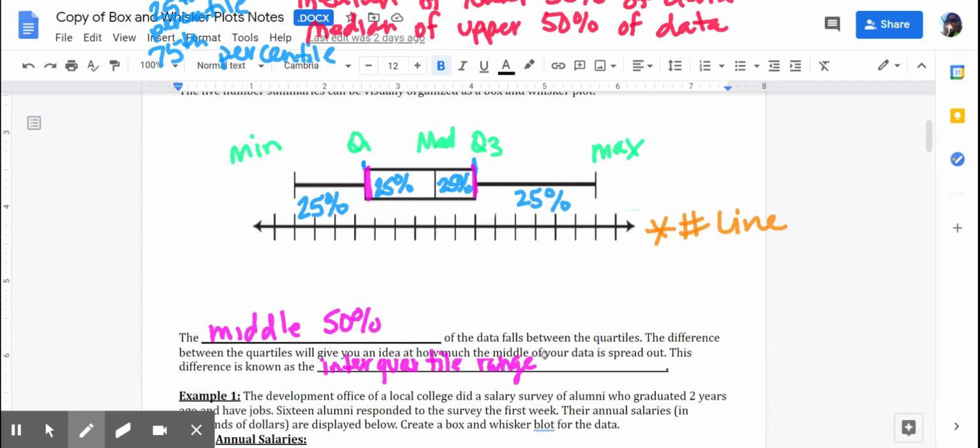Because that takes so long to write, a lot of times you will just see it as IQR. And again, the way to find the IQR is to take Q3 and subtract Q1.